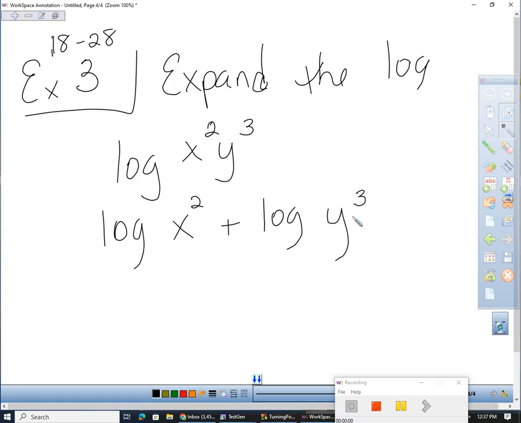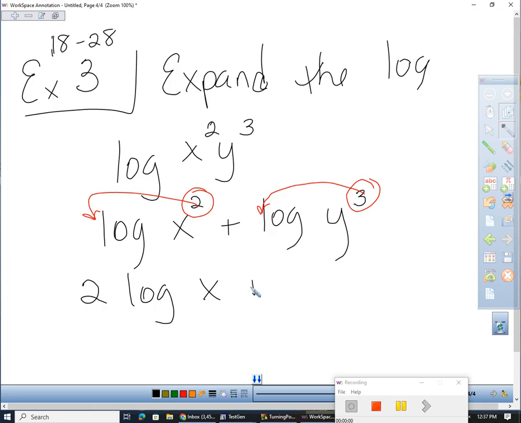We still have one more property we get to do. If you have an exponent, where does it go? To the front. So I'm going to take this 2 right here, and it goes to the front. This 3 right here goes to the front. So my final answer would be 2 log x plus 3 log y.